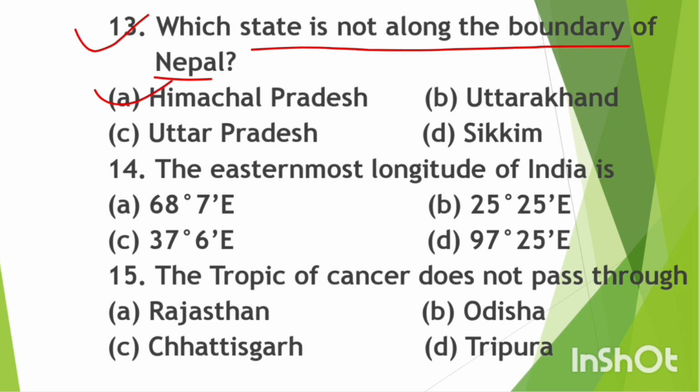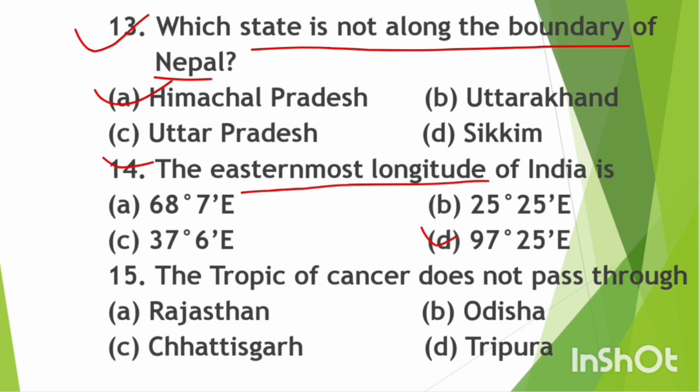Next question, question number 14. The easternmost longitude of India is. Option number A, 68 degree 7 minutes east. Option number B, 25 degree 25 minutes east. Option number C, 37 degree 6 minutes east, and option number D, 97 degree 25 minutes east. So answer for this question, option number D, 97 degree 25 minutes east.